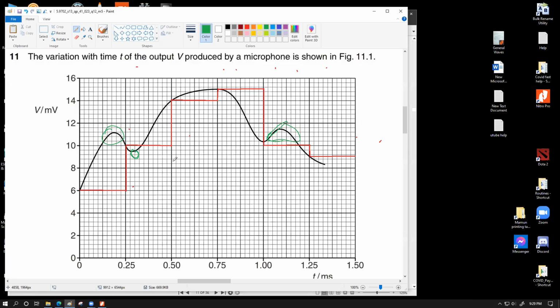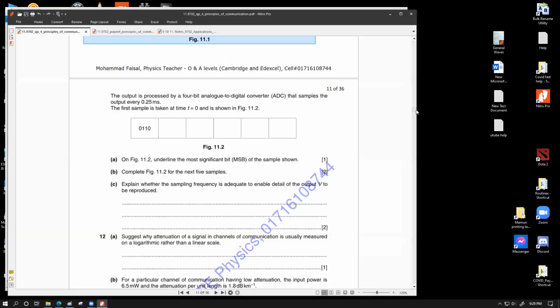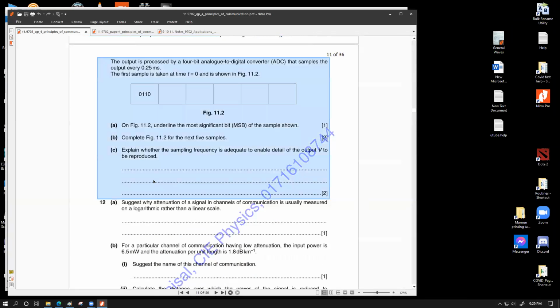So that's what I want you to appreciate, that this sampling frequency is not good enough. Not high enough, actually. Good enough is a pretty big word. It's not high enough to capture all the individual variations for this detailed, varied analog signal. So that's the information, but how do you put it into words to score marks? So question number C, 11C. Let's have a look at the mark scheme. This is a 2-mark question.